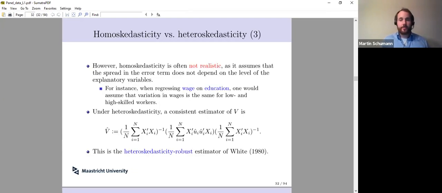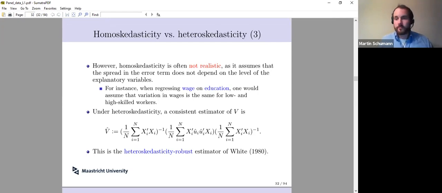Okay, now what is the issue with homoscedasticity? Well, often it is not realistic, because it assumes that the spread in the error term does not depend on the level of the explanatory variables. This can be unrealistic when you think of a wage regression. You have education as one of the observed x variables. For low levels of education, there will not be so much spread in the wages. And for higher levels of education, some people turn out to be CEOs of Google, and some other people go into academia, and therefore there is quite a large spread between these people.